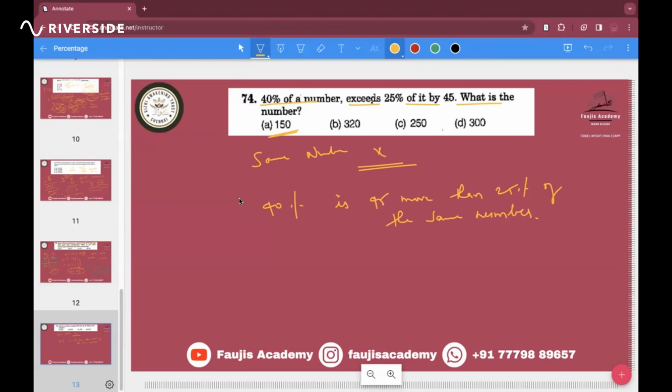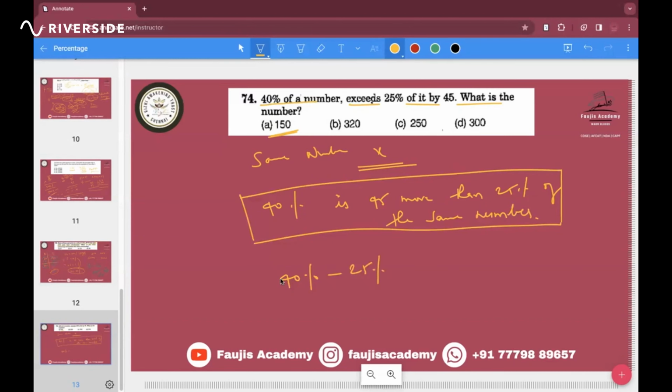Guys, 40% is 45 more than 25% of the same number. Okay. That means what? That 40% minus 25% of some number, we got to find this x, is 45. The same old equation that we have written down. If you solve for x, you will get x is equal to 300. Do you want me to solve it for you guys?